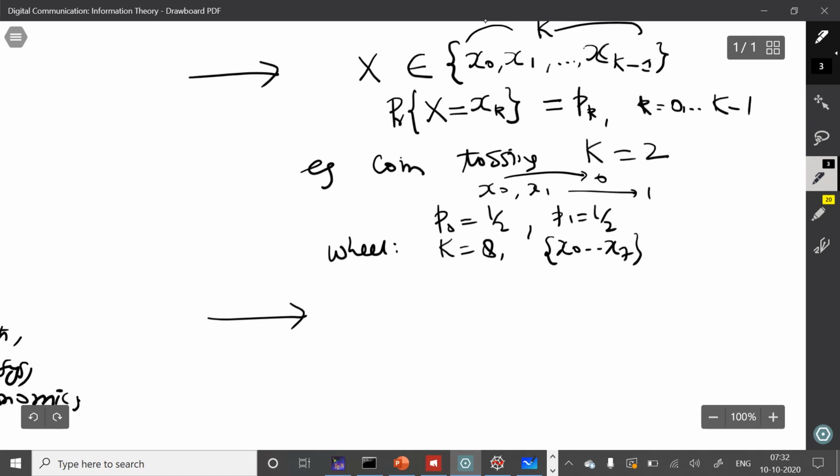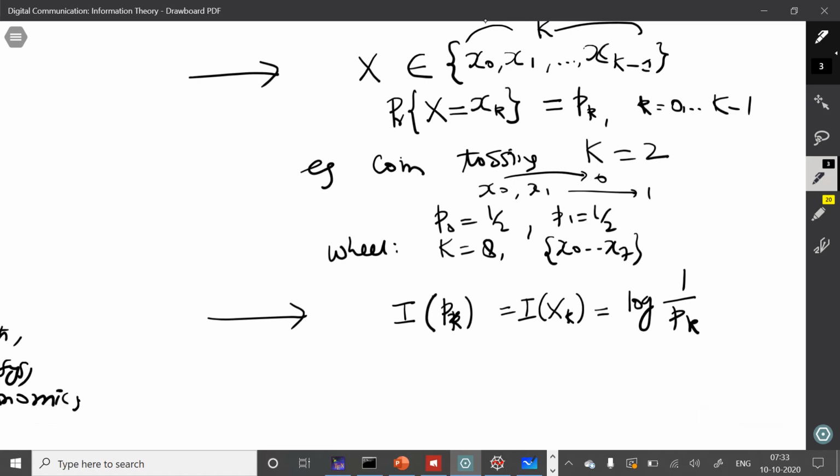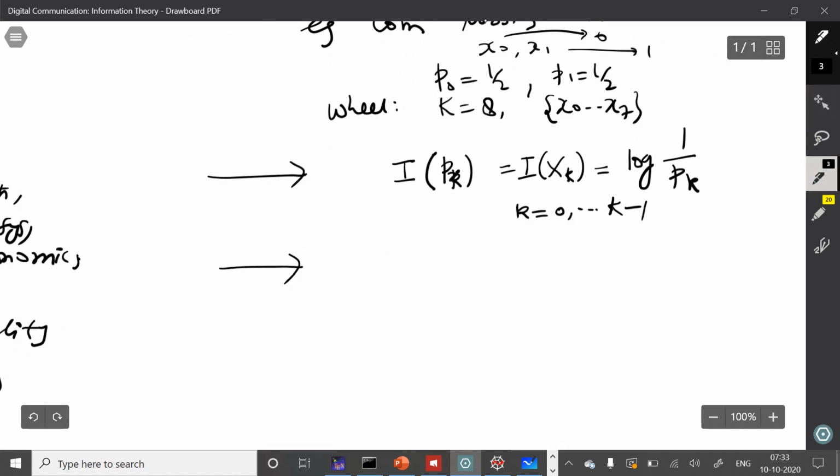Now I will have a notation that the self information I write as I of pk, or I can also write as I of xk, which is log of 1 over pk. Now this is for any particular k from 0 to k minus 1. Now what will be the average of this self information? So the average will be the expected value of this self information I of pk.